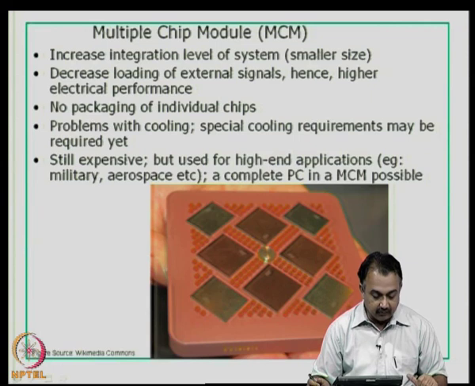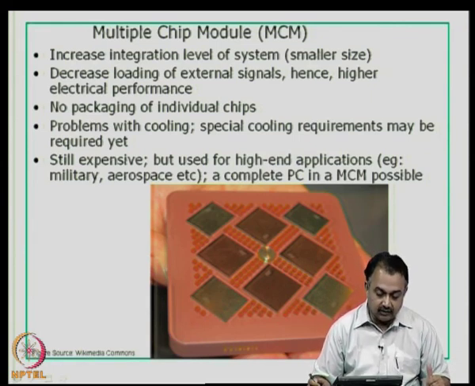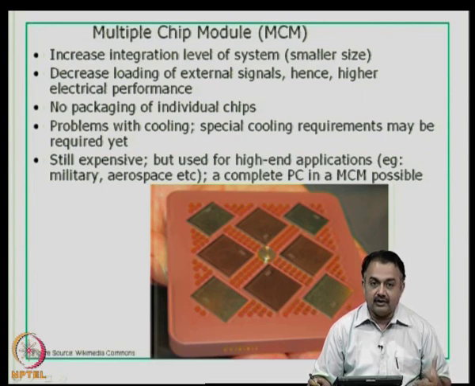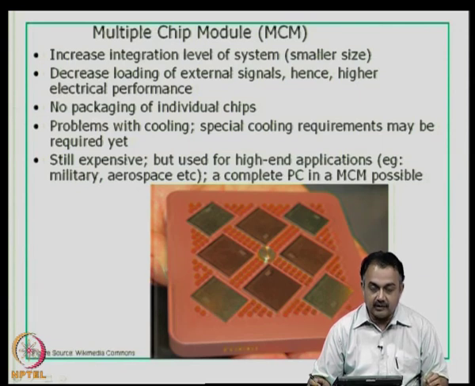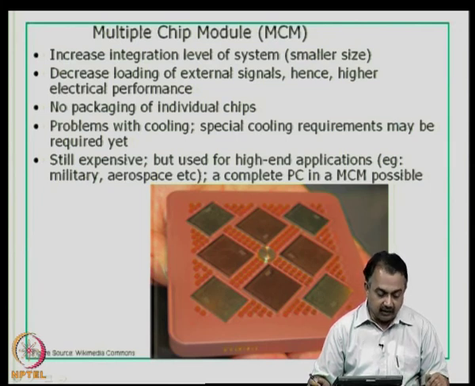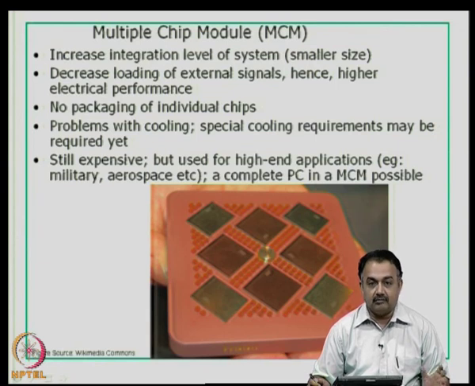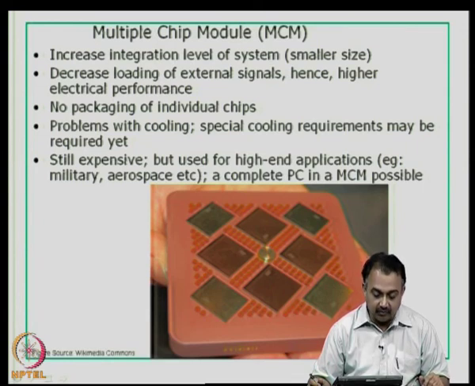This is an example of a multi-chip module, and again some of the salient features of a multi-chip module are: there is no packaging of individual chips, and there are problems with cooling. This is a big deficiency, but special cooling requirements may be required, and that can be built, including liquid based cooling. There is definitely an increased integration in the system. That is how you reduce the size, yet decrease the loading of external signals, hence higher electrical performance.